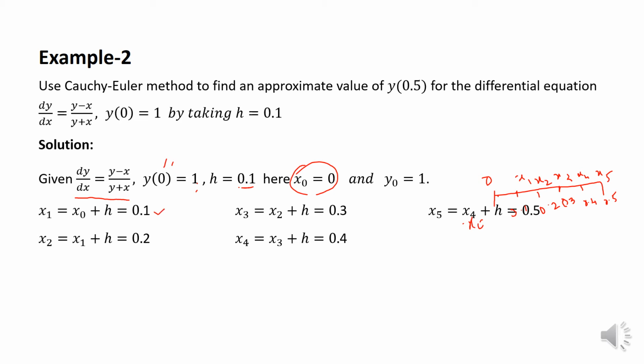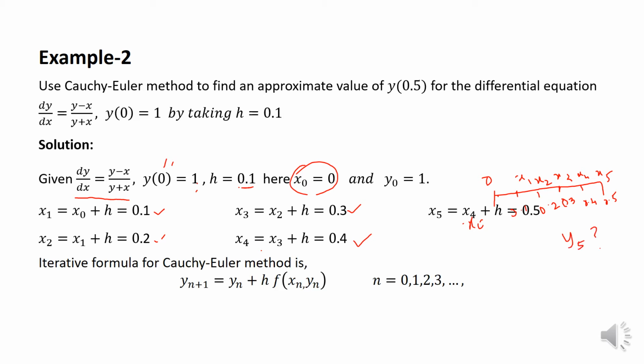x1 equal to x naught plus h, 0.1. x2 equal to x1 plus h. That means 0.1 plus 0.1 is 0.2. x3 equal to x2 plus h, 0.3. x4 equal to x3 plus h, 0.4. Similarly, x5 equal to 0.5. I should find up to 5 terms, that is y5.